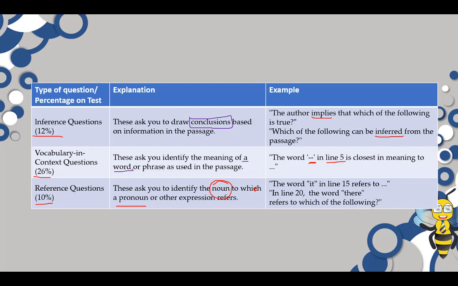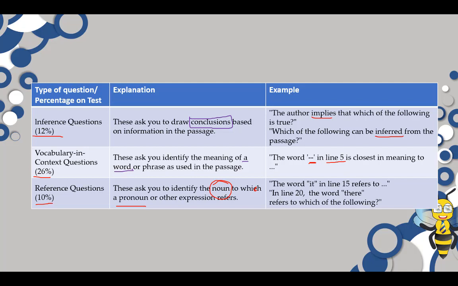So the example could be like, the word work in line 5 is closest in meaning to... and you know that work can be translated as trabajar, but it can also be translated as funcionar. So you need to read the paragraph and understand if they are referring to trabajar or funcionar. Okay?